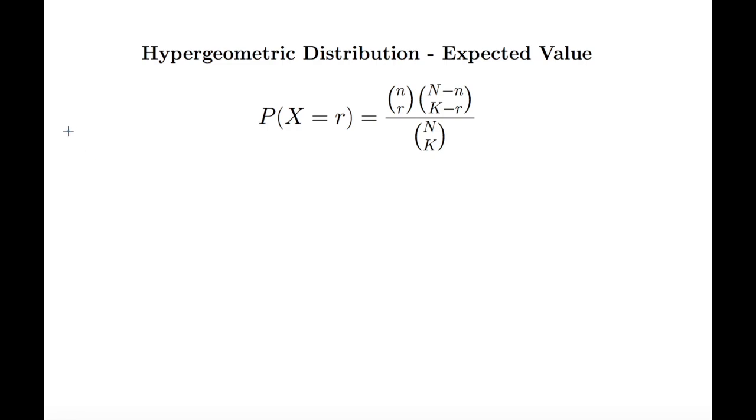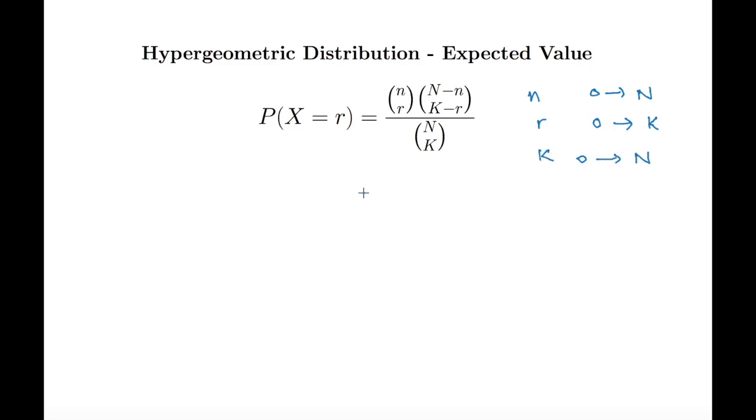Hello, so let us now calculate the mean of the hypergeometric random variable. Just a recall that the probability mass function, or the PMF, of a hypergeometric random variable is given by this expression, where our n goes from 0 to n and our r goes from 0 to k. Okay, and n is any natural number and k also goes from 0 to n.